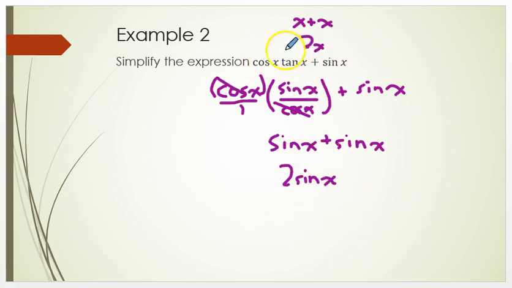Again, we changed any expression that wasn't in terms of sine or cosine into sines and cosines, and then we saw if anything canceled out by either factoring or cross-canceling, dividing, whatever the case may be.